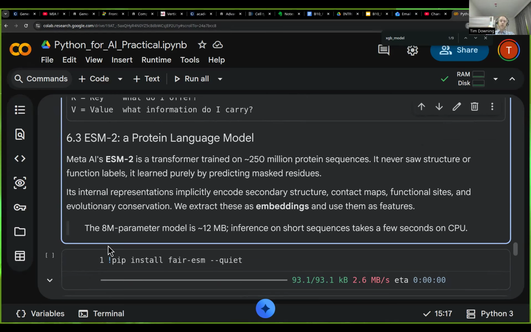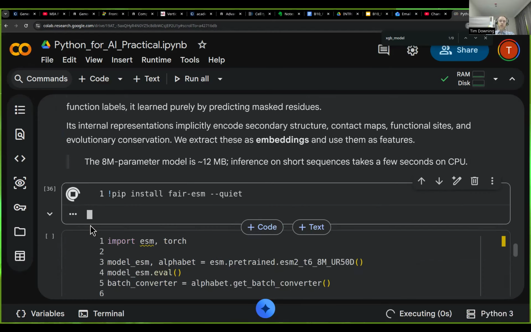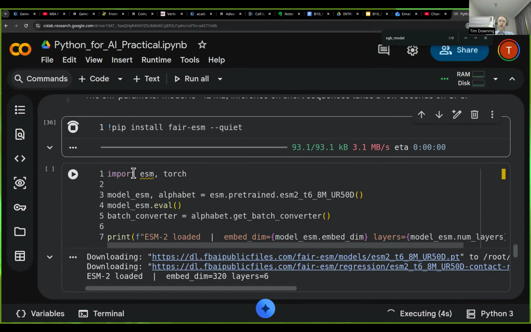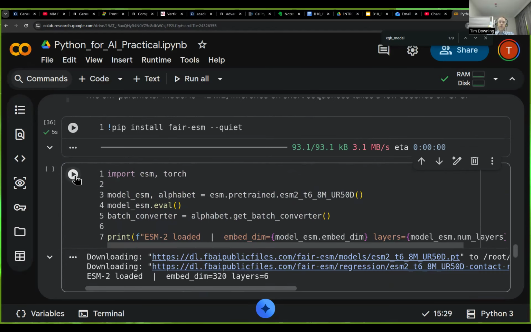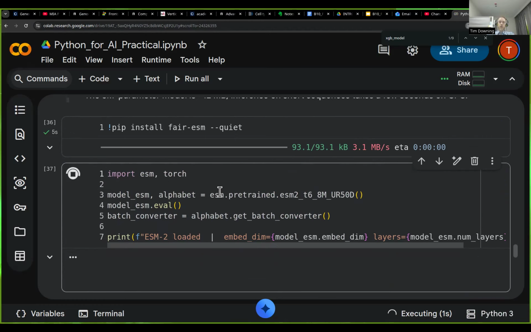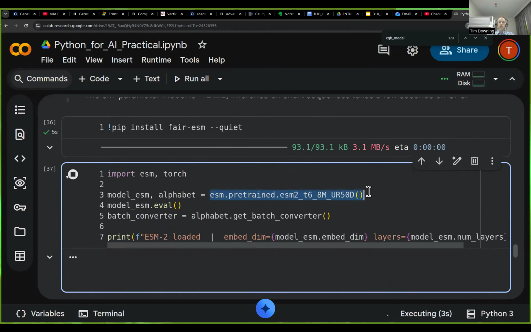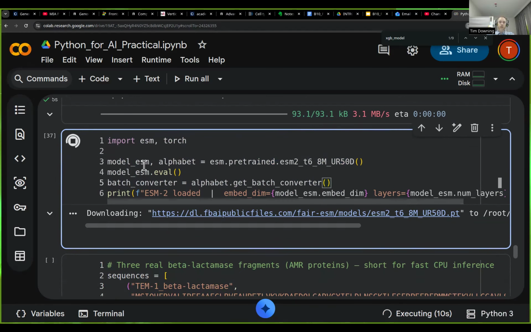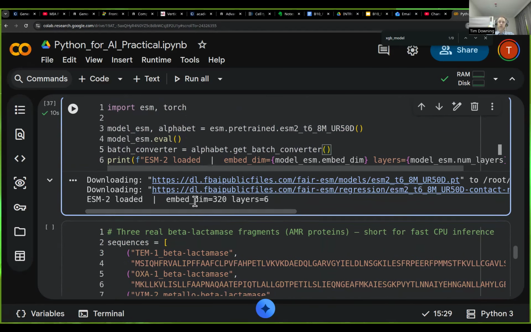So here we're going to use ESM. If we install that, it should be smooth and quick. We also need to install ESM as well and PyTorch. And what we're using is a pre-trained one, which is listed here, which is fairly lightweight and suitable for a CPU environment. And that's running away there. It's downloading that information and saying that ESM is loaded.